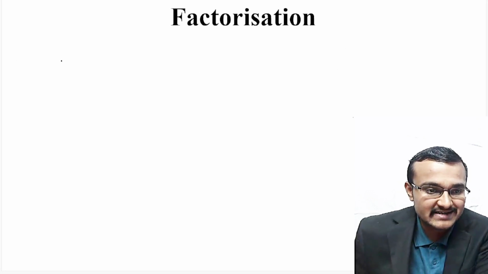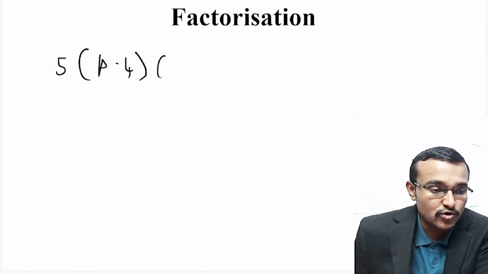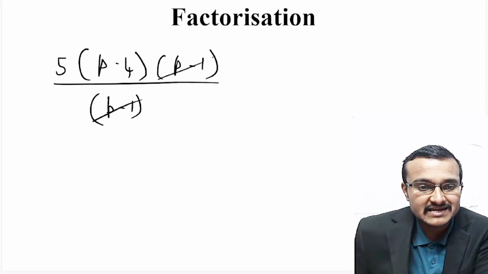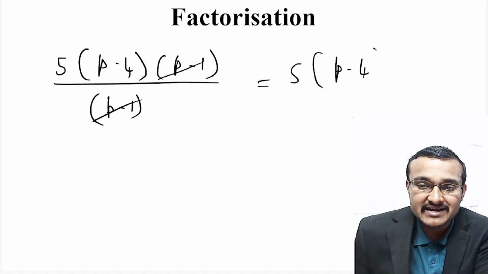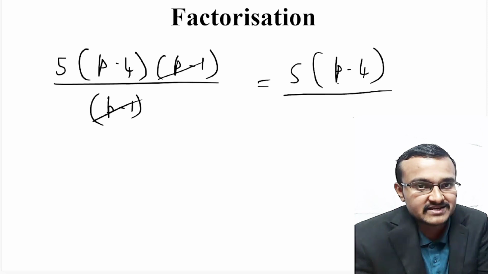Now you can write this in the numerator. So (p − 4)(p − 1) will be there in the numerator, divided by p − 1 in the denominator. So p − 1 gets cancelled with each other, and 5(p − 4) will be remaining as the answer for this particular third question.